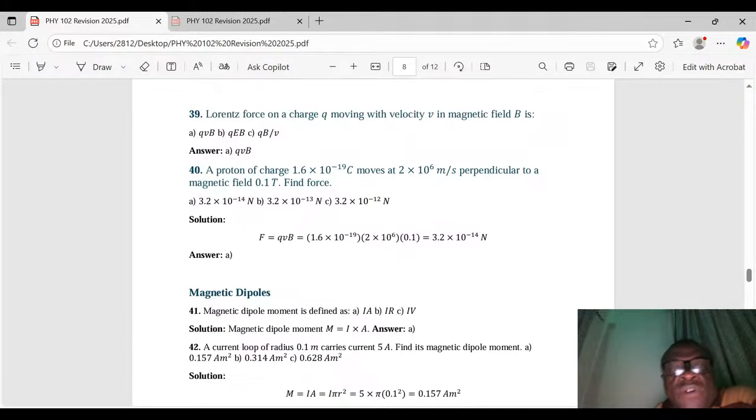39. The Lorentz force on a charge Q moving with a velocity v in the magnetic field B is A. QVB, B. QEB, C. QB over V. The correct answer is A, QVB. That is the Lorentz force. F is equal to QVB.